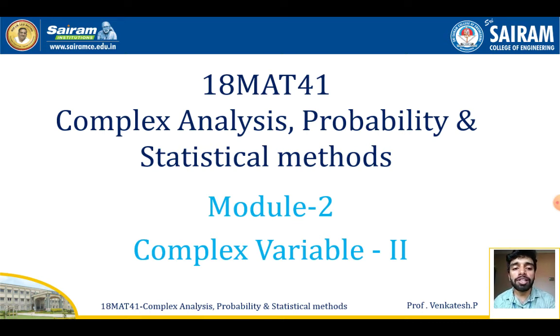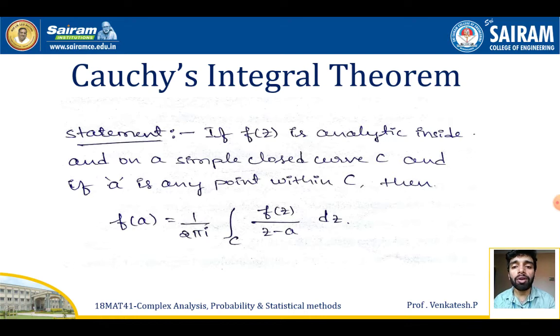First we'll see the statement of Cauchy's integral formula or Cauchy's integral theorem. The statement is: if f of z is analytic inside and on a simple closed curve C, and if a is any point within C, then f of a is equal to 1 by 2 pi i times the integral over C of f of z by z minus a dz. We have to prove this here, so we will see how to prove that.